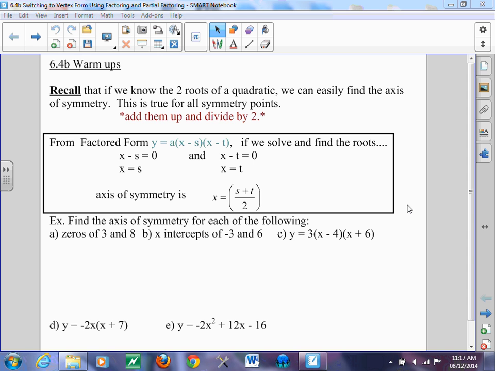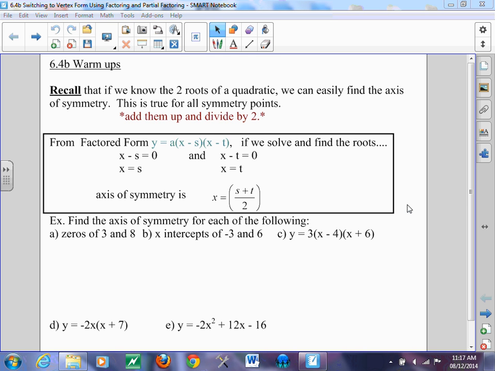Today we're going to use two different methods: the fully factoring method and the partial factoring method. Last day we learned method 1, which was completing the square, and today we're going to learn two other methods, the fully factoring method and the partial factoring method.